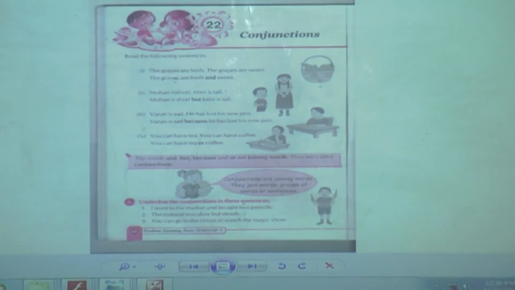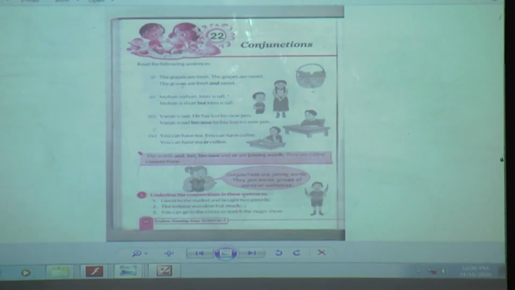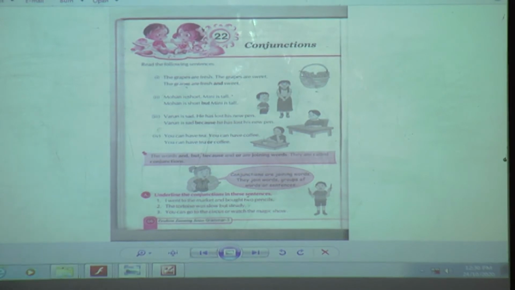Students, what we have learned in the last session of grammar? Yes, we have finished with lesson number 21, that is preposition. Today we are going to start with a new lesson, that is lesson number 22. So we will just see what is there in lesson number 22. So open your Fun with Grammar book, page number 66. Before that, you can just see on the screen.